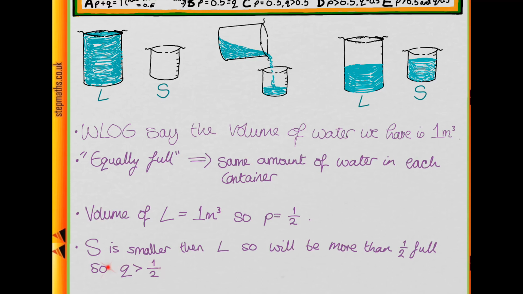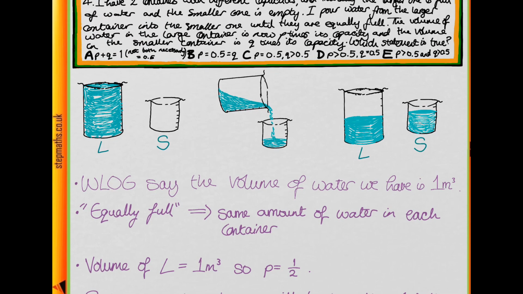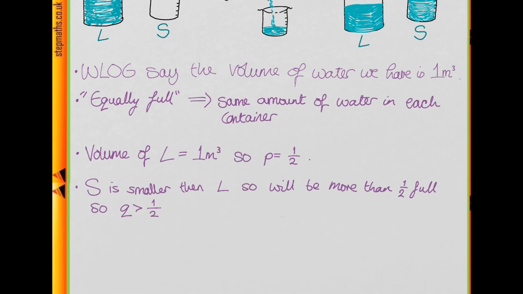And so we know that Q must be greater than a half, because the volume in the smaller container is more than a half times its capacity, and so Q must be greater than a half. And so we get the answer is C.